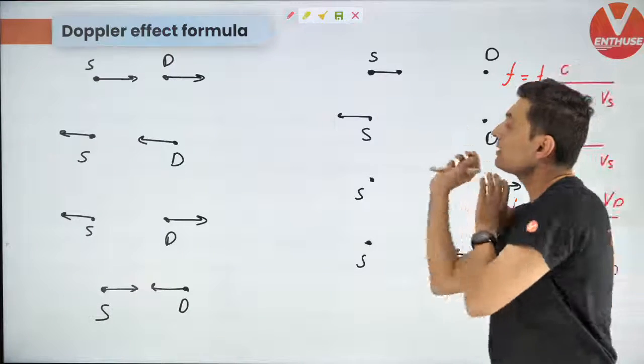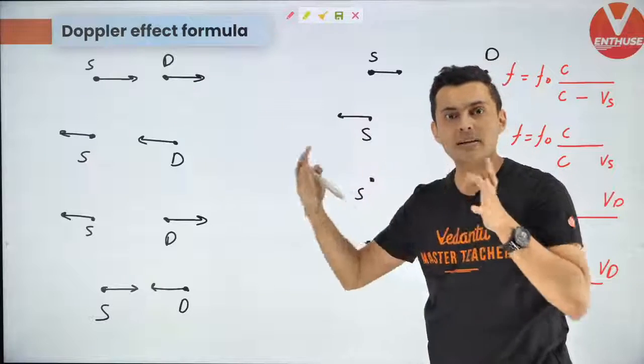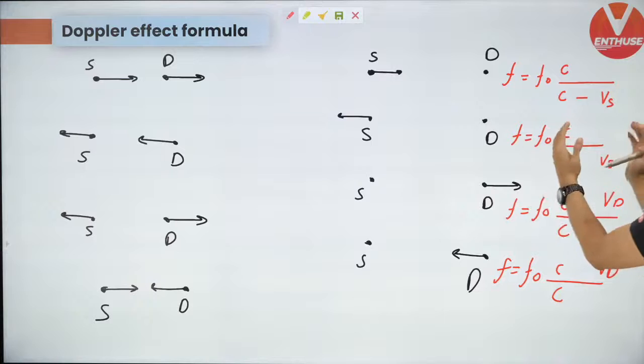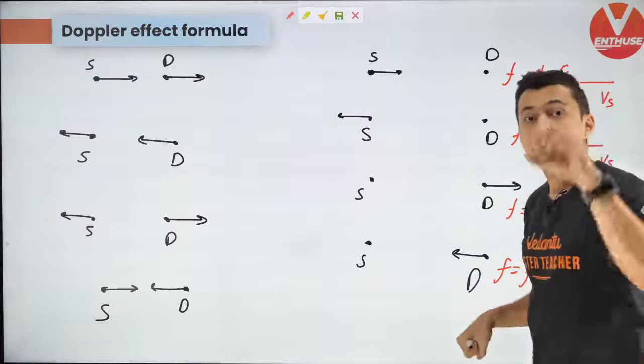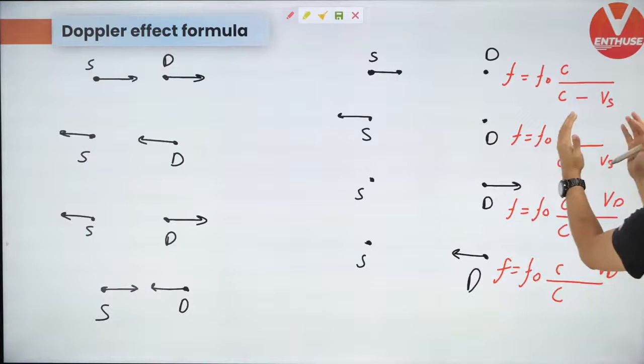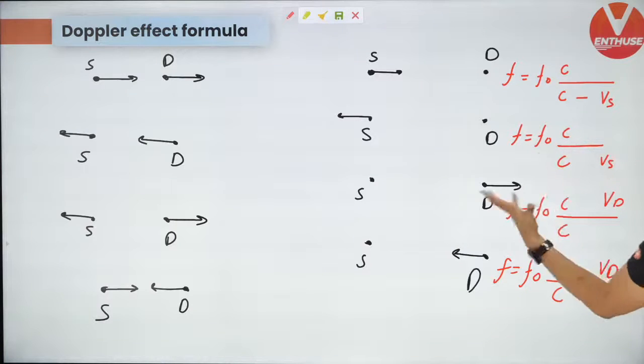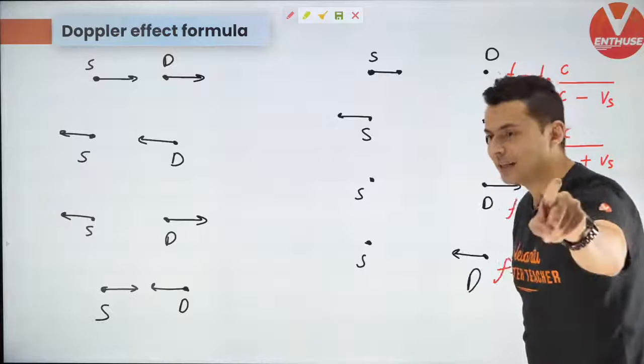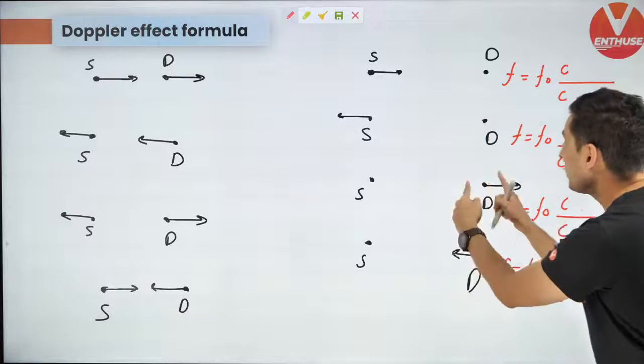Similarly, if the source is going away, you're going to hear less frequency. If you're going to hear less frequency, shouldn't this fraction be less than 1? If it has to be less than 1, shouldn't the denominator be more? So you will put a plus sign. That's it.